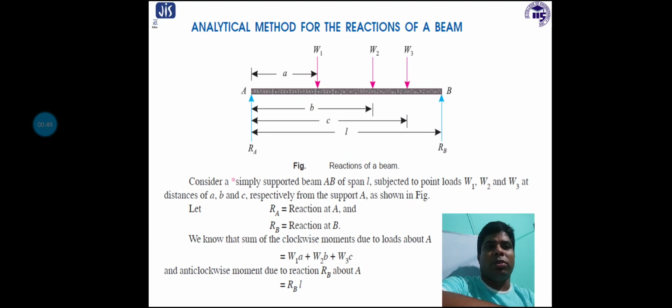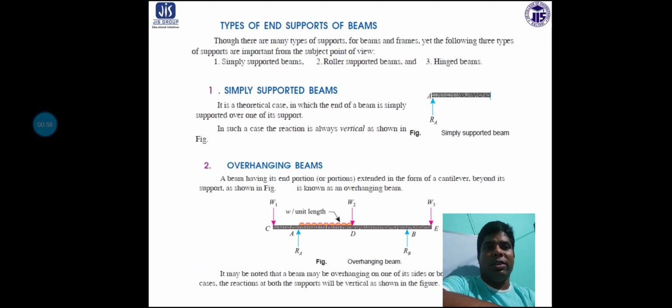So, analytical method for the reaction of a beam. First of all, before discussing this point, we have to discuss this slide, types of end support and beam. There are mainly three types of support we can use. Number one, simply supported beam. It is a theoretical case in which the end of the beam is simply supported over one of its support, and in such cases the reaction is always vertical as shown in the figure. That is the simply supported beam.